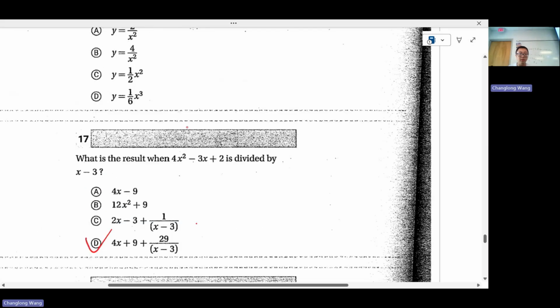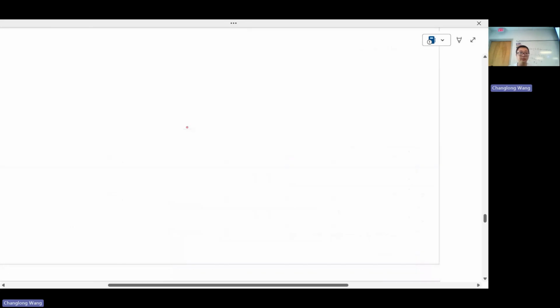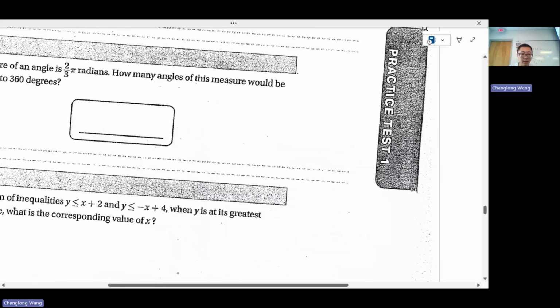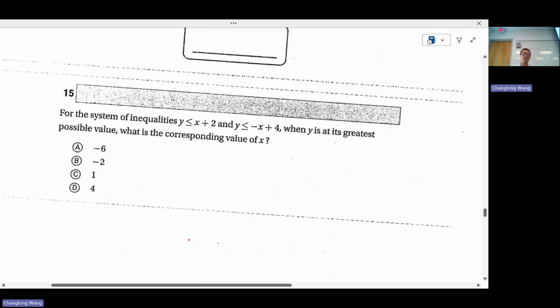Now another one is number 15. Let's take a look. Why is it an angle? They scan the front of the book. All right, go ahead. I'll give you 1 or 2 minutes for number 15.